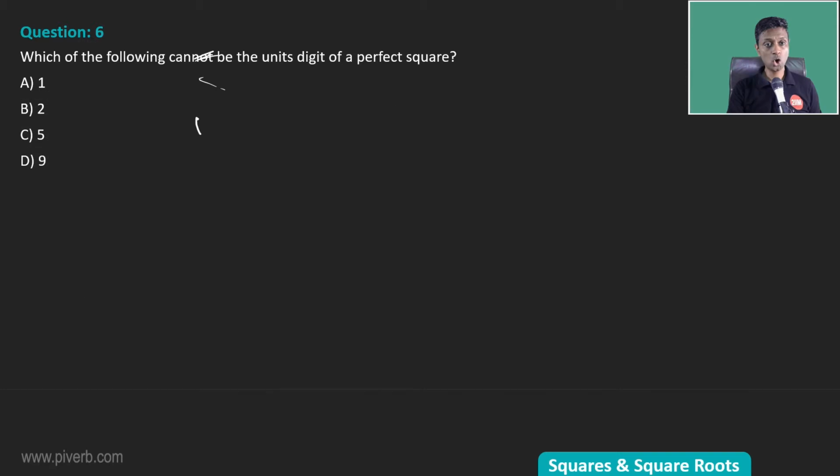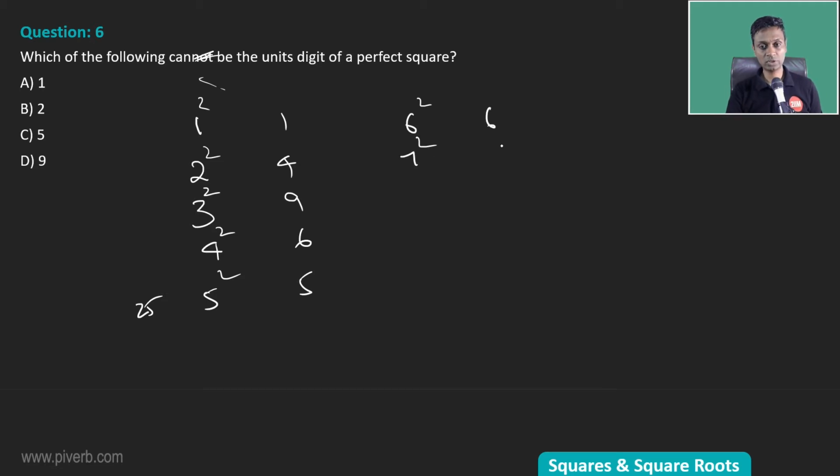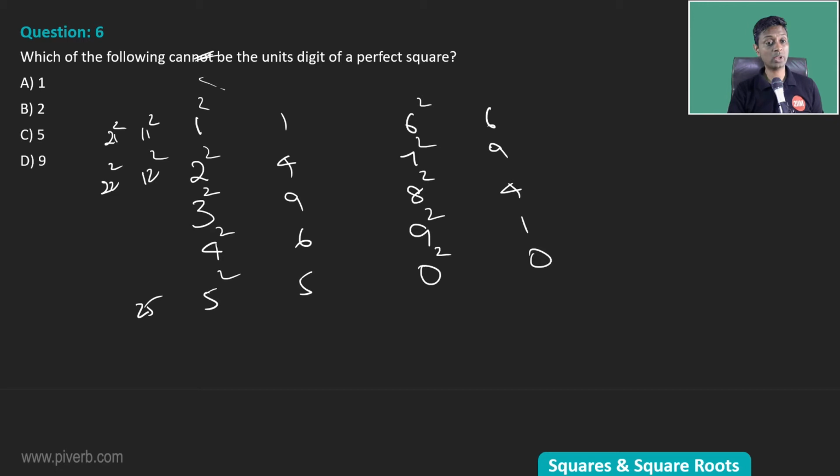It cannot be 2. 1 square ends in 1, 2 square ends in 4, 3 square ends in 9, 4 square ends in 6, 5 square ends in 5, 6 square ends in 6, 7 square ends again in 9, 8 square ends in 4, 9 square ends in 1, 10 square ends in 0. 1 square ends in 1, 11 square ends in 1, 21 square ends in 1. 2 square ends in 4, 12 square ends in 4, 22 square ends in 4.